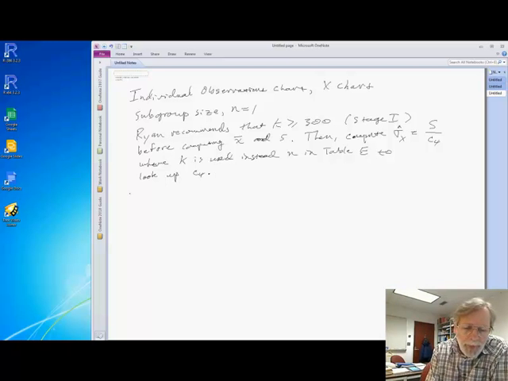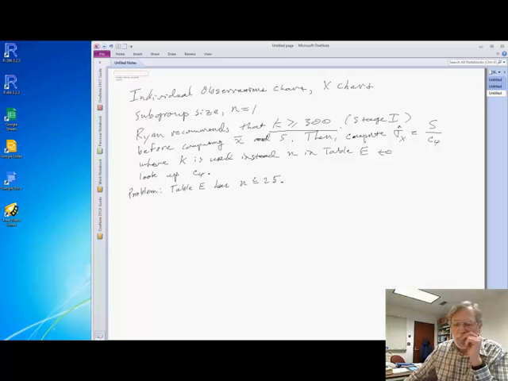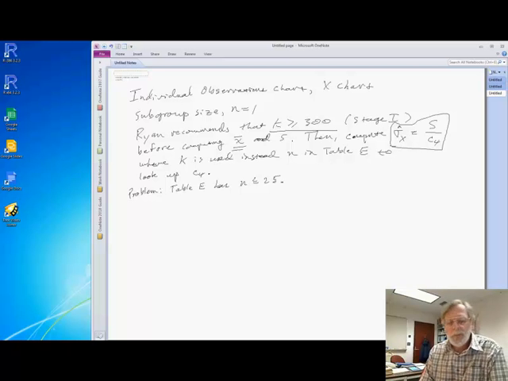Problem. Table E has n less than or equal to 25. But Ryan says we need to have 300 or more before we should be trying to compute mu hat and sigma x hat. Notice that there's no bar up here on X. So what should we do?